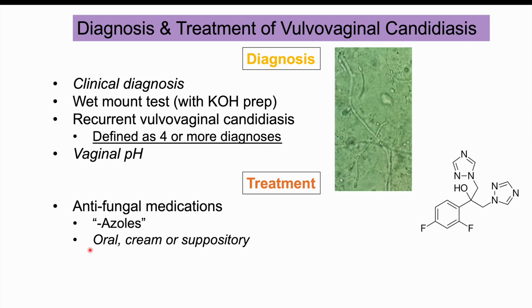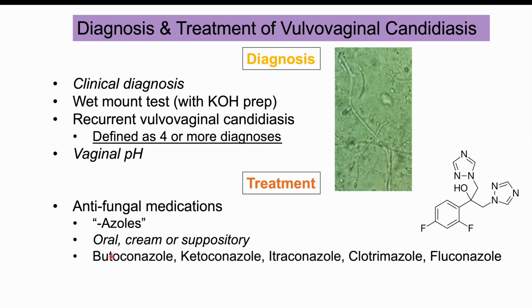Now, these medications can come in oral, cream, or suppository formulations, and there are many different medications. Again, they all have azole in their suffix, so some of them include butoconazole, ketoconazole, itraconazole, cotrimazole, and fluconazole. And some other treatment methods that are not often used include intravaginal boric acid suppository.